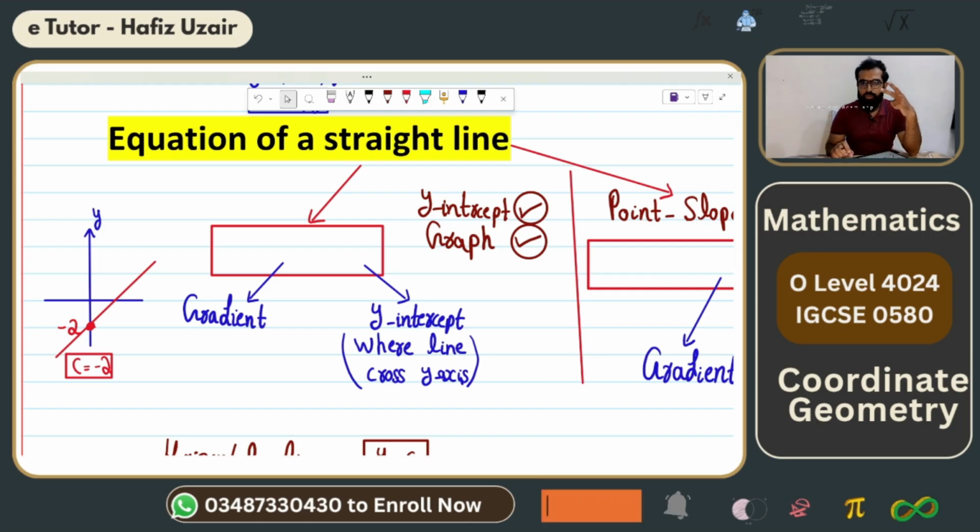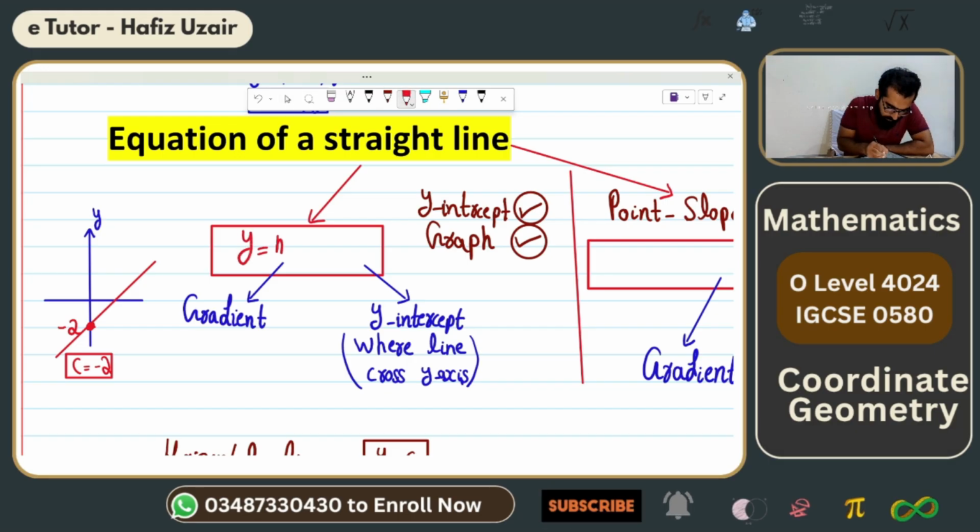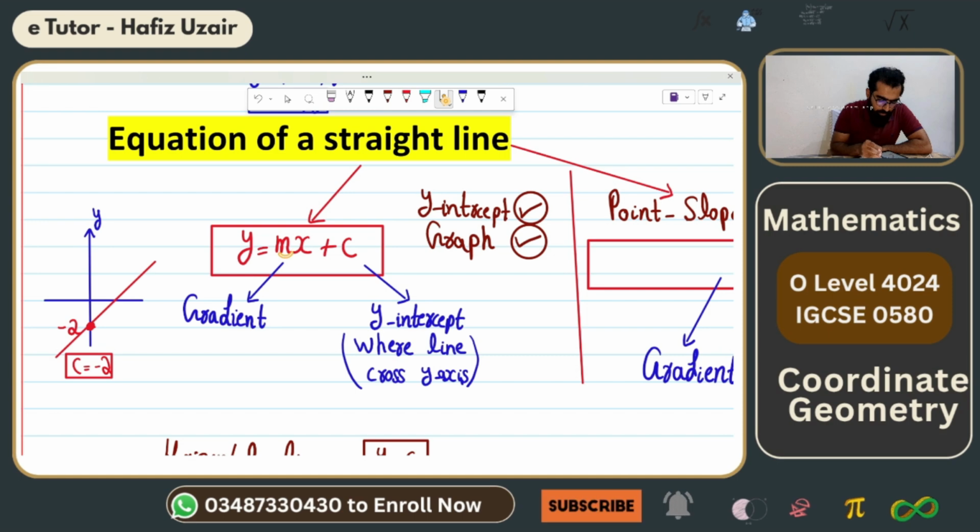So I will teach you two different forms of the equation of a straight line. The first form is y equals mx plus c. Here m represents the gradient and c represents the y-intercept.